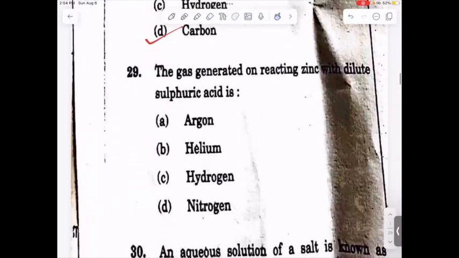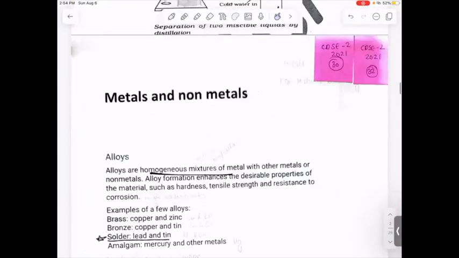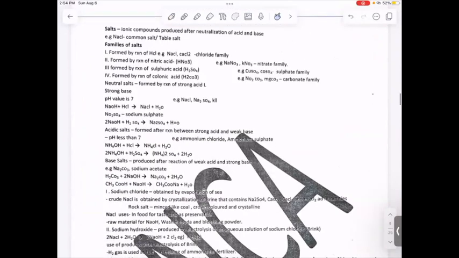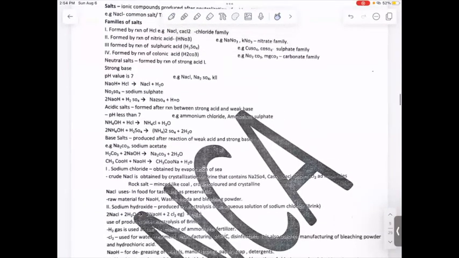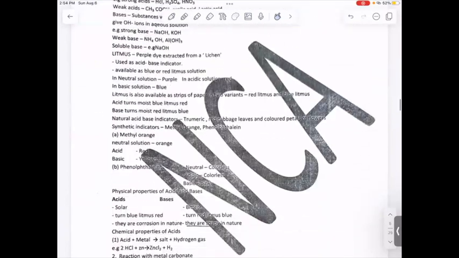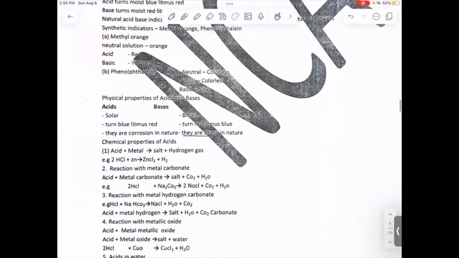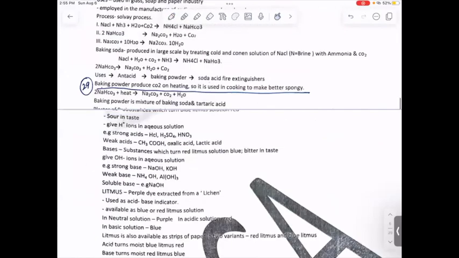Next question, the gas which is generated when zinc reacts with sulfuric acid. Okay, this question is from acids, bases, and salts chapter. We know that when metals react with acids, they form hydrogen gas. They liberate hydrogen gas as well as form a salt. So here is the reaction: acid plus metal react to form salt plus hydrogen. So the correct answer is hydrogen.